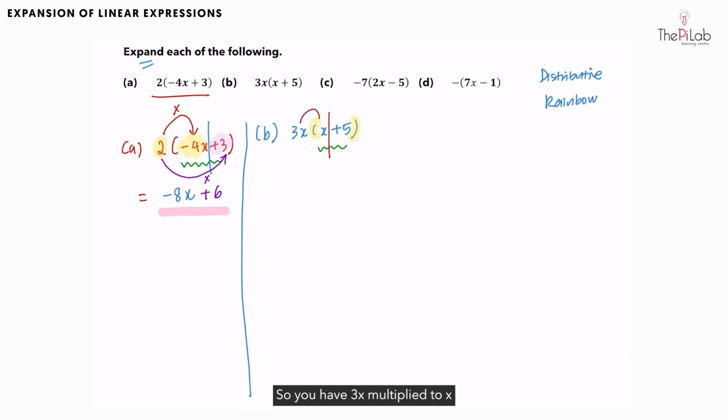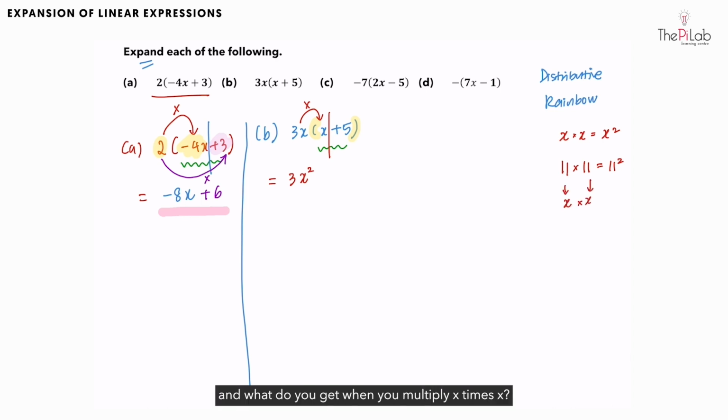So you have 3x multiplied to 2x, and what do you get? You have 6x squared. Remember, when you're multiplying x to x, you're going to get x squared. Okay, if it doesn't make sense to you, recall your very first chapter. Remember the one on prime numbers? If your teacher asks you what is 11 times 11 in index notation, what would you say? You would say that it is 11 squared, right? So replace the 11 with an x. And what do you get when you multiply x times x? You should get x squared. It is the very same thing.